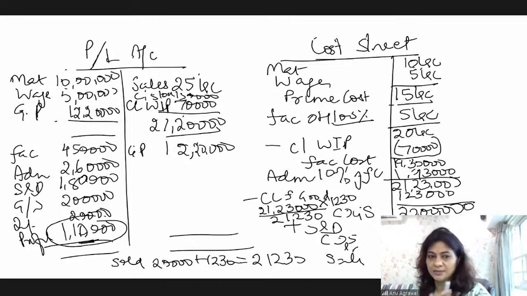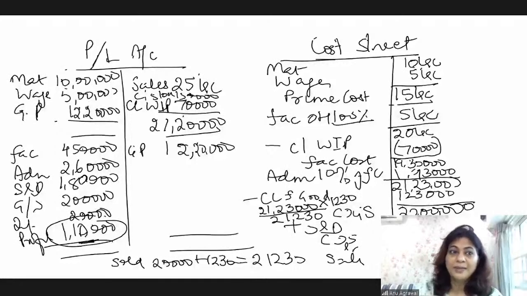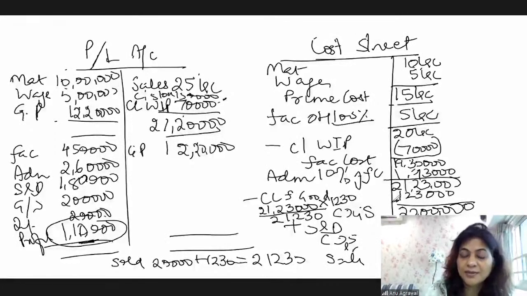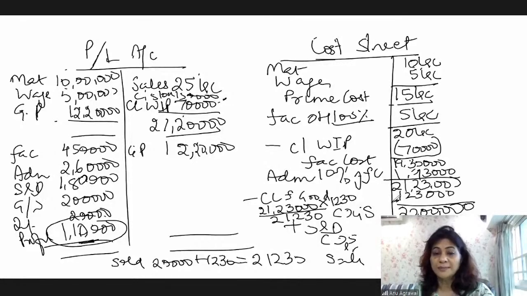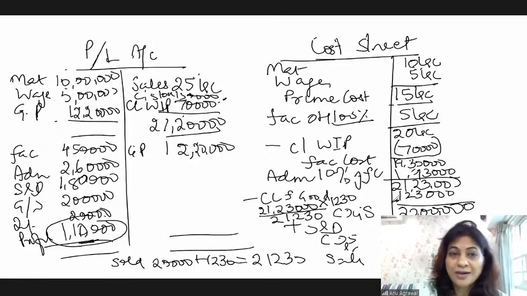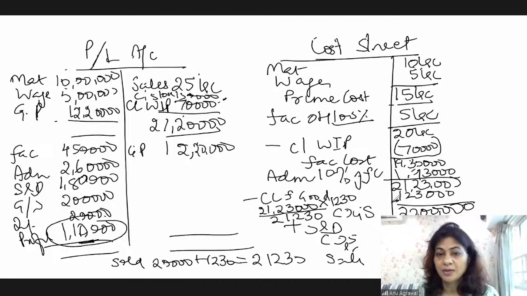We look into the ICAI answer. First, we'll do it like this. Can you look at the differences? One big reason for the difference is that closing stock is 1,50,000 here and 1,23,000 there. So that means there is undervaluation of closing stock as far as the cost sheet is concerned. If there's undervaluation of closing stock, the profits in costing would be lower in comparison to the P&L account.